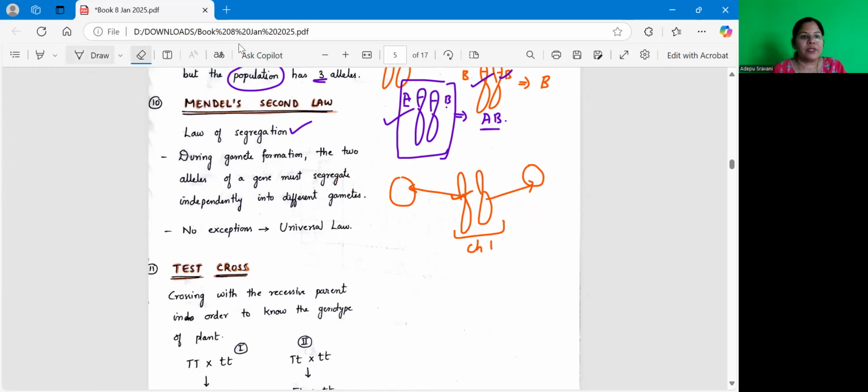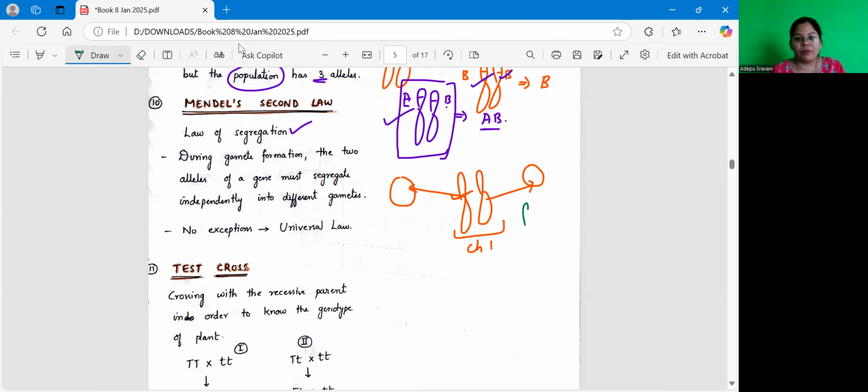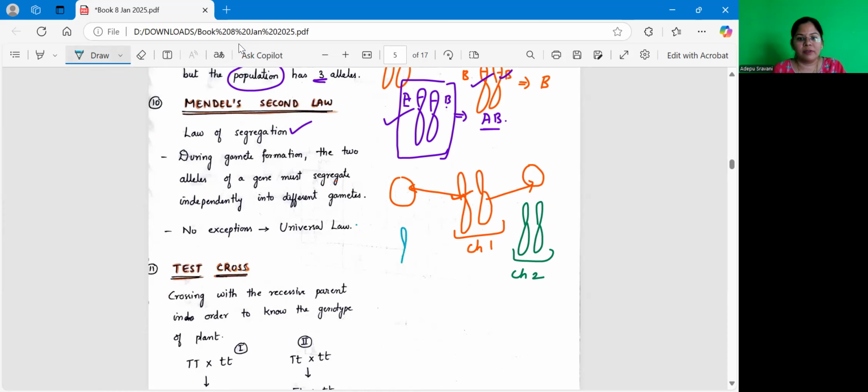Okay. So here I have taken chromosome number 1. If I consider one more set of chromosomes, let me take chromosome number 2 and chromosome number 3. Okay, so this is chromosome number 3. Now we have a homologous chromosome. Now I'm talking about during gamete formation, so how these chromosomes are getting segregated.